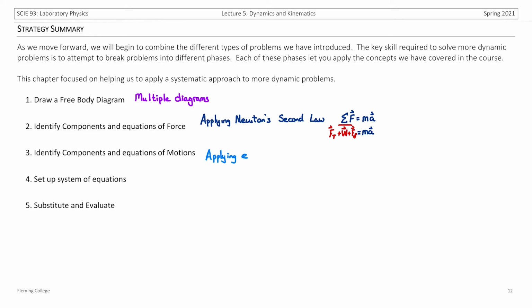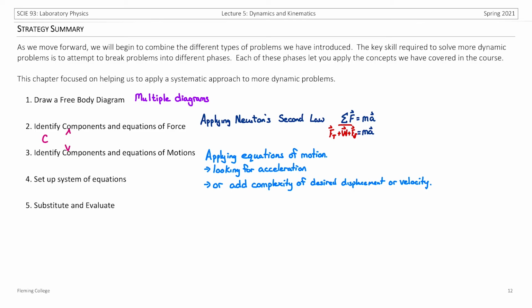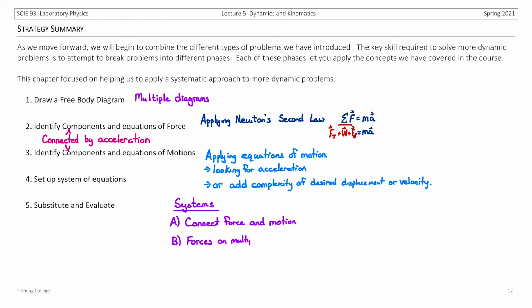And the motion phase applies our equations of motion. Our problems can be as simple as looking for acceleration, or take on multiple levels of more complexity by considering other concepts of motion. It's essential to understand that the connection between these two phases is acceleration. In order to be able to solve any calculation, we need to set up a system of equations. And our systems showed up in 2 different situations. Our systems could connect force and motion, or it could connect forces on multiple bodies. And as we saw, we could have a problem that we have to do both of those sets of systems.